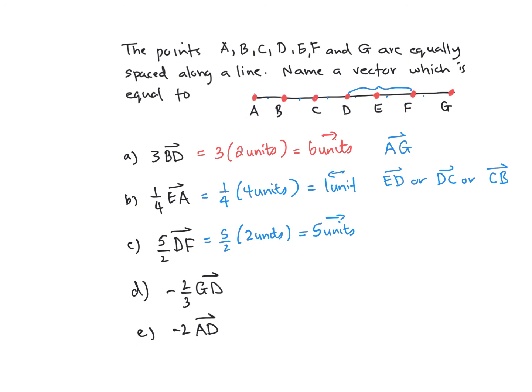So I have to pick a vector that is 5 units long and is going to go in the direction to the right. So if I started at A and I went 5 units to the right, that would take me to F, or I could start at B and go to G. So there's really only 2 options for that one because, again, I'm limited by the length of this line. So starting at A, 5 units to the right would take me to F, or starting at B, 5 units to the right would take me to G. Negative 2/3 G to D.